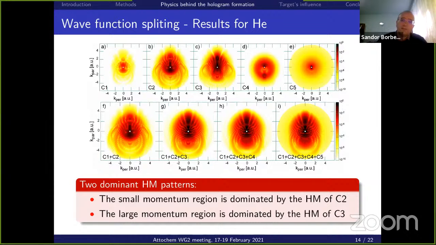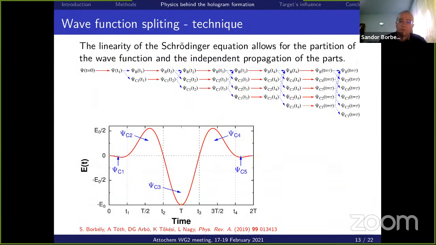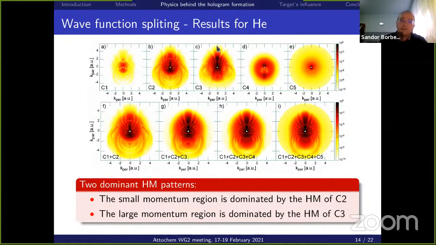Sorry, I wanted to go in the other direction. The C3 wave packet was created during this peak of the laser field, and during the next peak of the laser field, it was scattered by the target ion. So basically, this third wave packet is very nicely structured because it suffered only 1 scattering by the parent ion. The second wave packet is not so nice because it suffered multiple, namely 2 scatterings by the core, so it has a more complex structure.